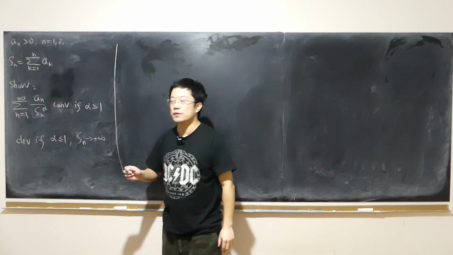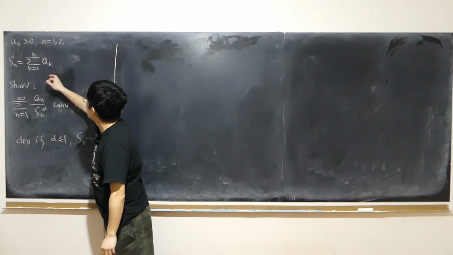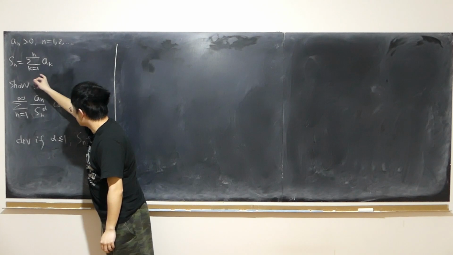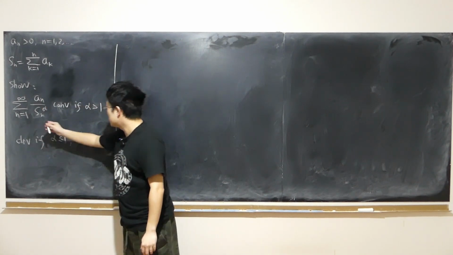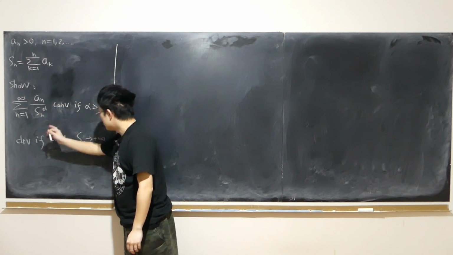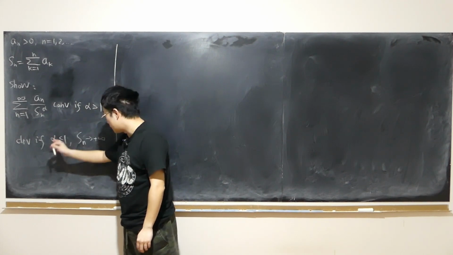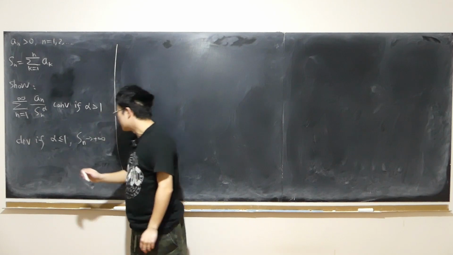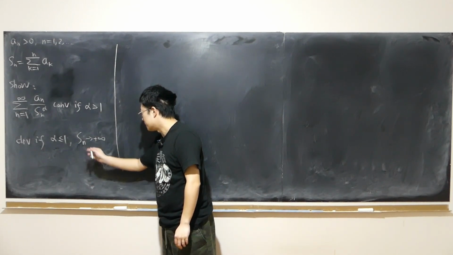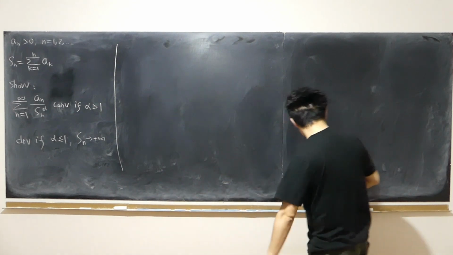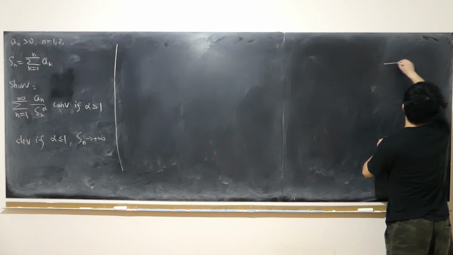A positive series, every term is positive. Denote this partial sum as Sn. Show that if alpha is bigger than 1, then this infinite sum is convergent. The same infinite sum is divergent if alpha is smaller than or equal to 1, at the same time if Sn approaches infinity.